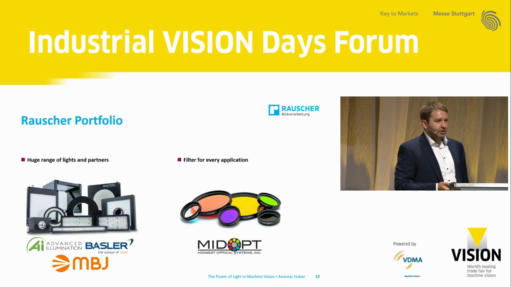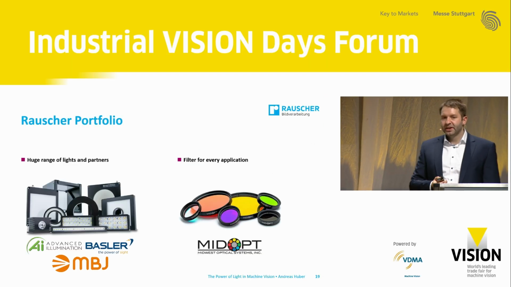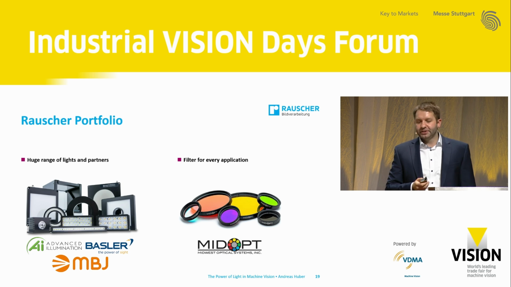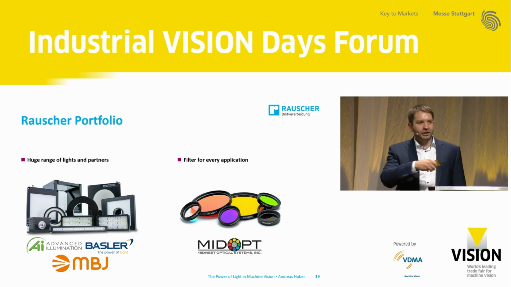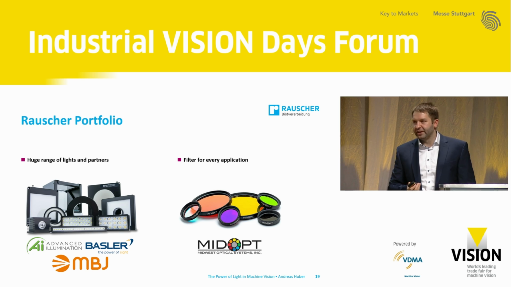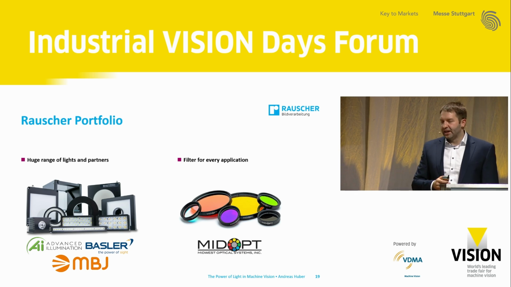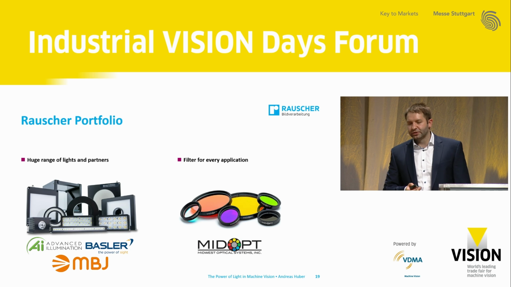So now let's talk about our Rauscher portfolio. We have a huge range of different lights. So our main partners are Advanced Illumination, Basler and MBJ, which all have their booth here. So if you have any questions, come and ask, and we can have a talk with them.